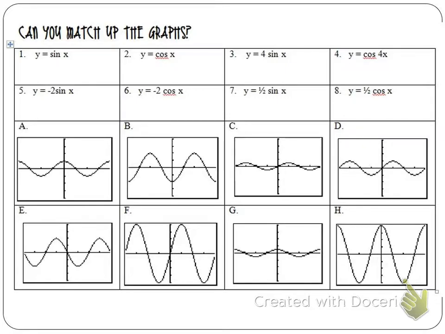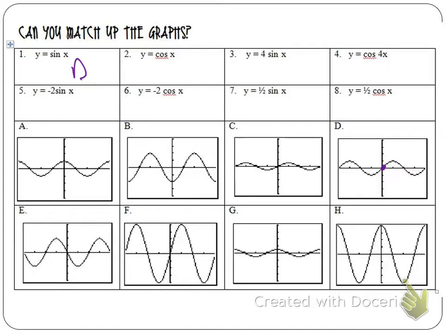All right, so number 1 goes with graph D, right? If you look at D, the amplitude is 1, so it goes up to 1 tick mark. It's a sine graph. Sine starts at 0, and it's positive, so it's going to go up first before it goes down, right? Cosine, number 2, y equals cosine of x.